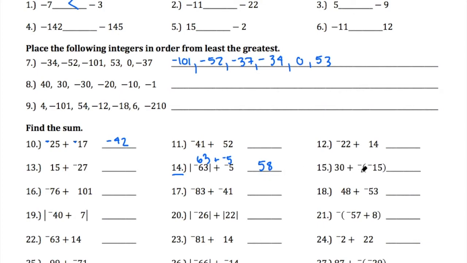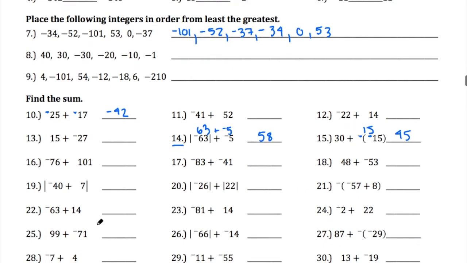Okay, if we look at 15, other weird things are happening. We've got a negative number in parentheses and a negative outside. So we can think about this as being, this is negative 15, and this symbol out here means the opposite of negative 15. And the opposite of negative 15 is positive 15. So if we've got 30 plus 15, we've just got 45.